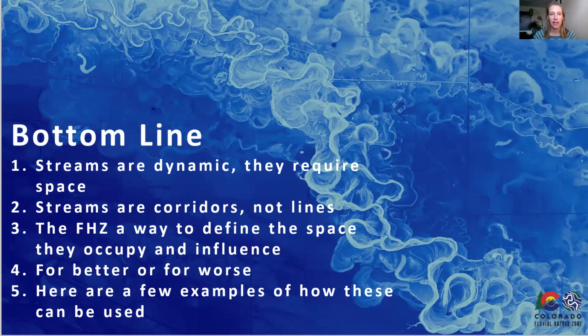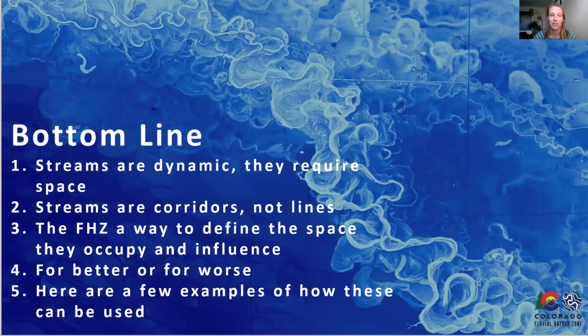Whenever I do a fluvial hazard zone presentation, I like to start with the bottom line up front. What are our base assumptions? What does fluvial hazard zone mapping actually get you? These are the 5 tenets that we've got today. Number 1, streams are dynamic, they move, and because they move and they have energy, they require space in the landscape for them to expend that energy and to store their sediment and their water.